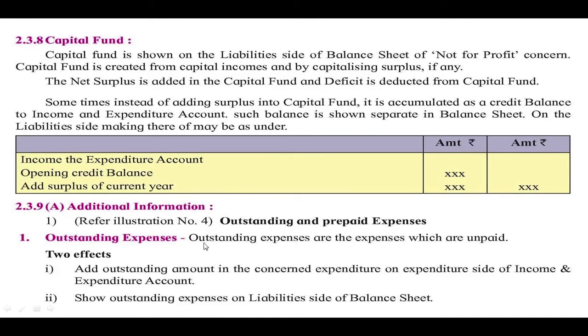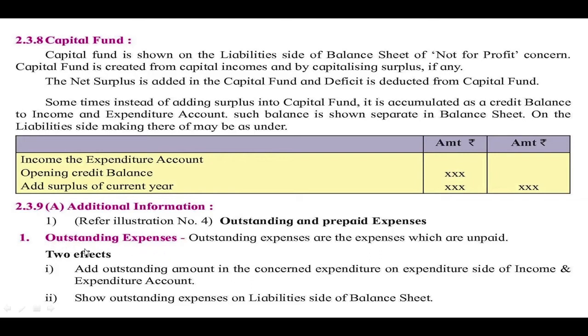Next, capital fund. Capital fund is like capital for a sole trading organization. It is called capital fund for a non-profit concern. So it is shown on the liability side. Whenever there is any surplus in the income and expenditure account, it is added to the capital fund. But if the expenditure side is higher than the income side and there is a deficit, it is deducted from the capital fund. So here they have given how to record it. Now we are going to check the effects of different adjustments.